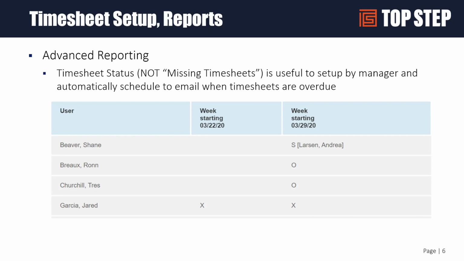And what I'm showing here is 4 users from that report and their timesheet status for each of those weeks. And O means they have an open timesheet for that week. And X means they haven't entered or even begun a timesheet for that week. And an S means they have submitted it. And you'll see that there's a name next to the S. That will show you all the people who the timesheet is waiting for approval from.